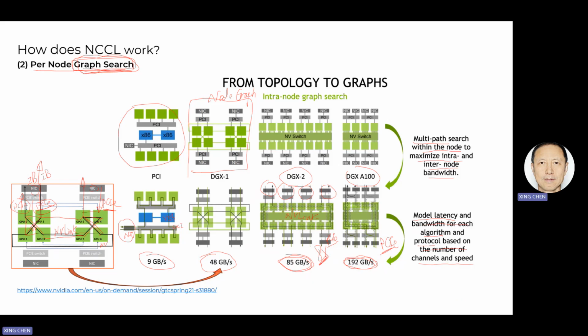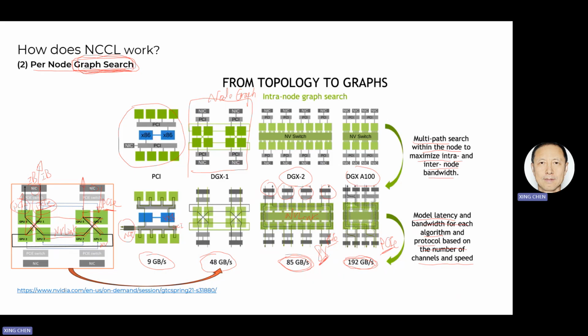Okay, so step B is to search all the possible graphs to find all the communication rings that could be deployed for each node topology.